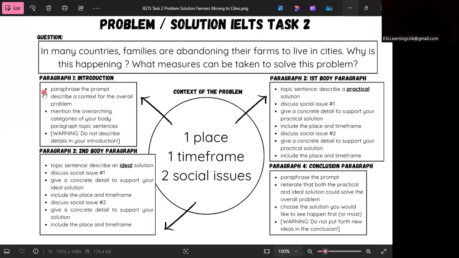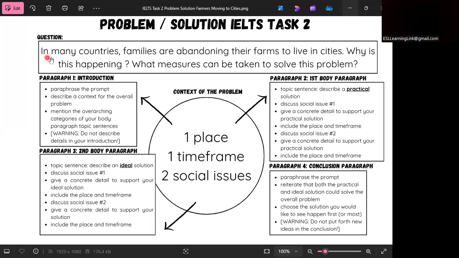The first thing you need to do is paraphrase the prompt. If you would like to get a 7 or higher, you're going to have to demonstrate your ability to use synonym language, and you're going to have to demonstrate your ability to use variations of word forms. And paraphrasing the prompt allows you to demonstrate that.